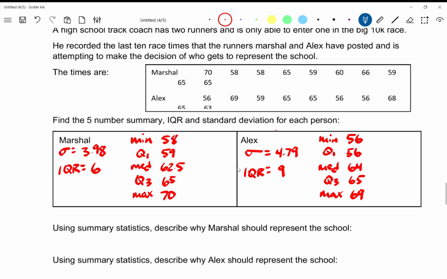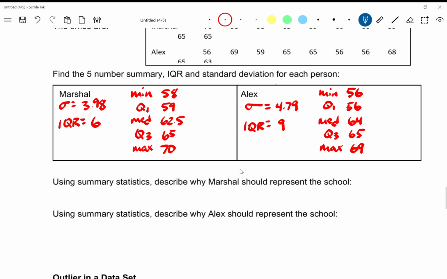Now that we've found all that information, we're going to try to answer the question, but the problem with statistics is a lot of times it could be interpreted however you want. It's up for interpretation, is what they usually say. And depending on what you're looking for, you might be looking for something different. So, using the summary statistics, which described by Marshall should represent the school?